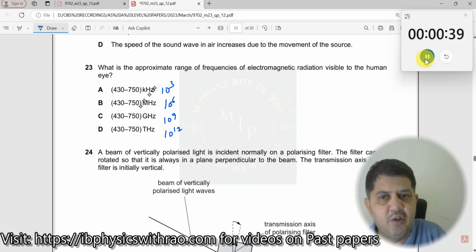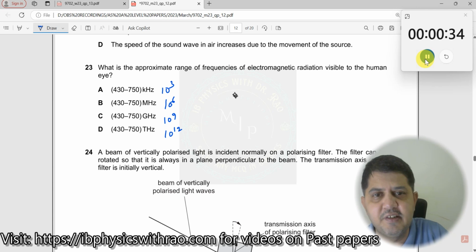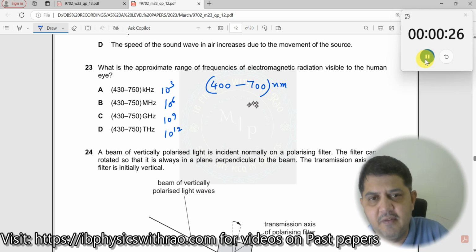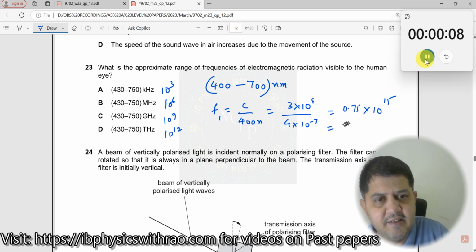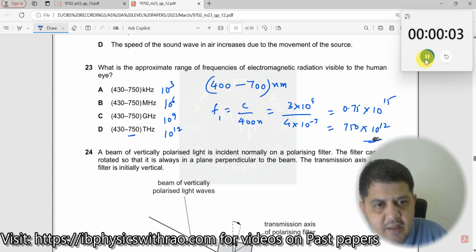So therefore, now we need to look at the ranges over here, not the numbers over here. So what we do is, let us take the wavelengths which are known to us: 400 to 700 nanometers is the visible wavelength. So therefore, your frequency, let us say f1, will be c divided by lambda, for 400 nano, which should be what? 3 into 10 to the power of 8 divided by 4 into 10 to the power of minus 7, which should be 0.75 into 10 to the power of 15. When I write this, I get this as 750 into 10 to the power of 12. See, 750 is here, 10 power 12 is here.